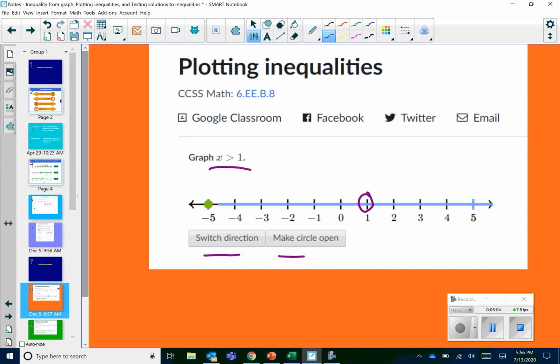And then if x is greater than 1, my arrow should be going to the right, which in this case, the arrow is going to the right. So I would not have to click switch direction. I would only have to click the make circle open and then drag the green circle over.